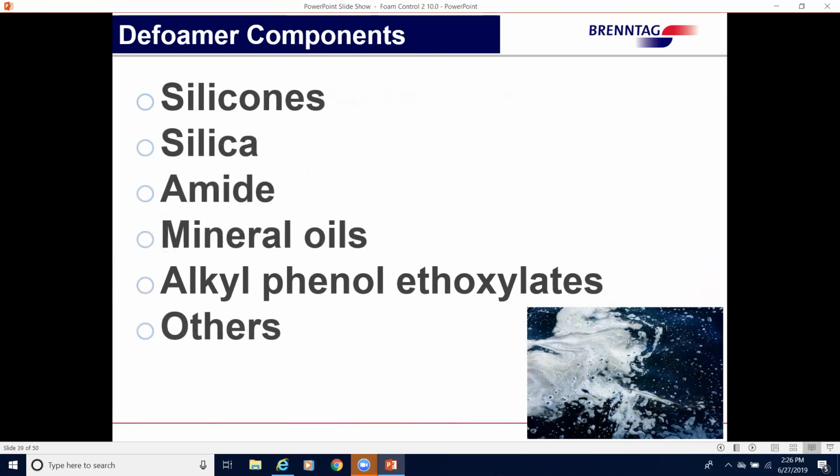So here are the most common defoamer components. We have silicones, silica, amides, mineral oils, and so on.